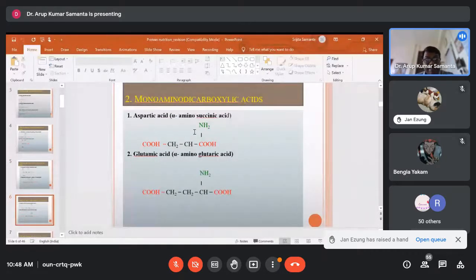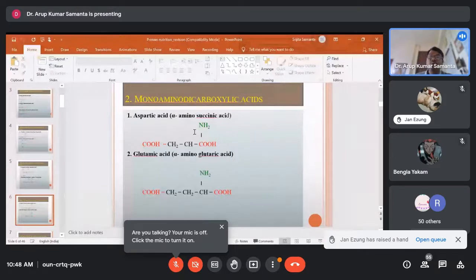Monoamino dicarboxylic means it is the acidic amino acid. You have to remember what the acidic amino acids are: aspartic acid and glutamic acid. These are the two amino acids which are considered acidic amino acids. Otherwise, they can be termed monoamino dicarboxylic acids.